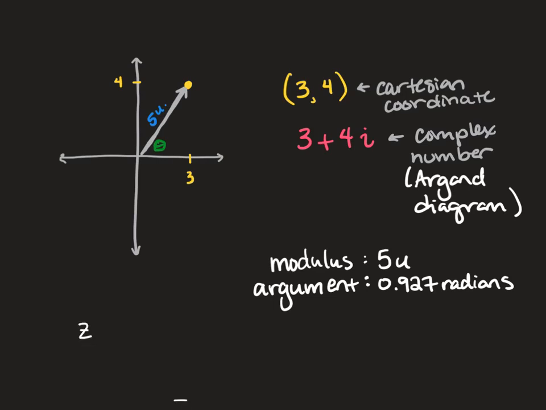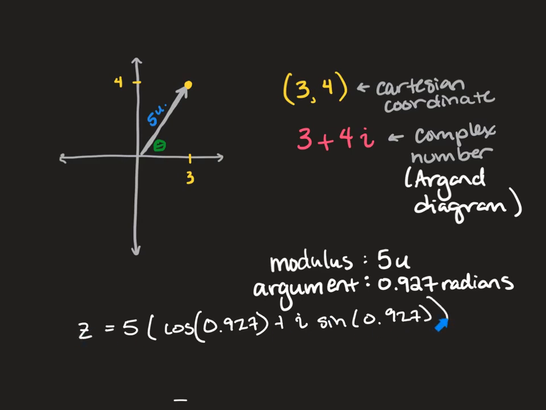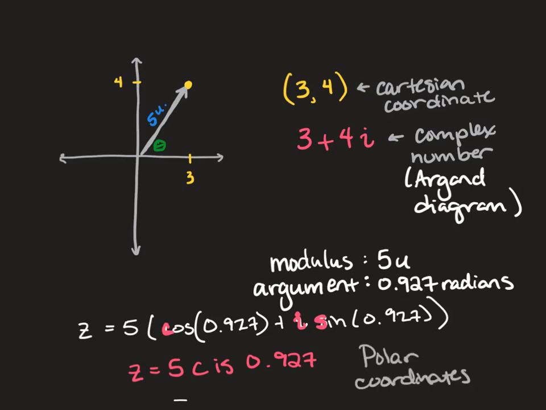In this case would be z is equal to 5 cosine 0.927 plus i sine 0.927. But if you know anything about mathematicians, you will know that this is way too long for us to write out. So sometimes we abbreviate that by saying z is equal to 5 cis 0.927. And the cis, again, is CIS. So this is our polar coordinate. Okay, so Cartesian, complex numbers of the Argand diagram, or when we get to polar coordinates.